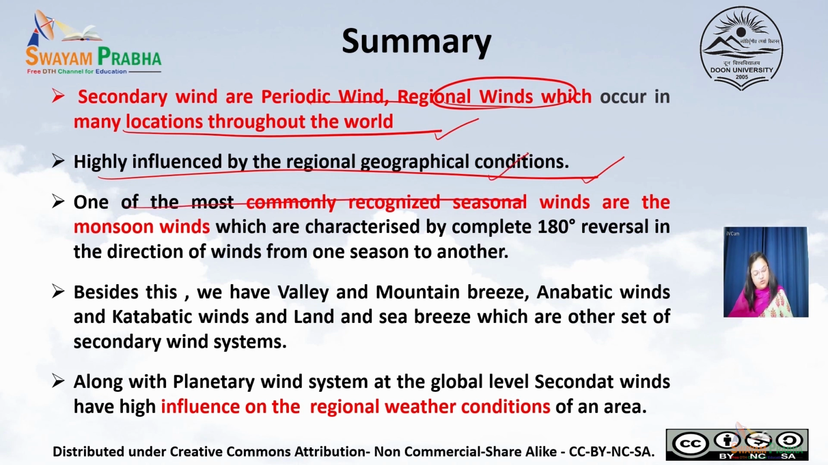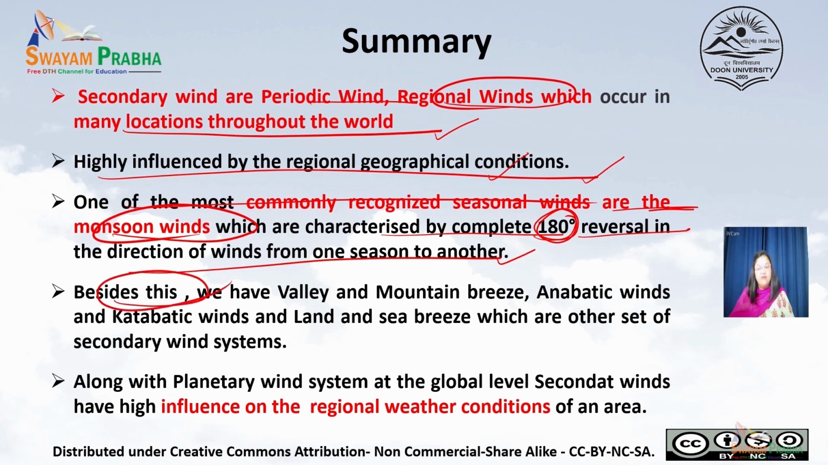So one of the most commonly recognized seasonal winds are monsoon winds, which were initially considered as modified or unique type of land and sea breeze. However, today they are recognized most prominently as secondary winds, which are characterized by complete reversal or 180-degree reversal of wind direction from winter season to summer season, or from one season to another season in a particular year.